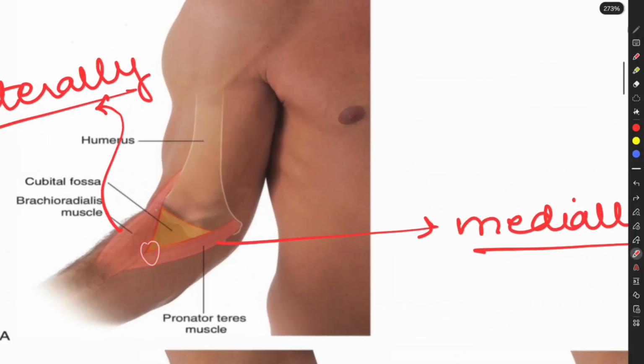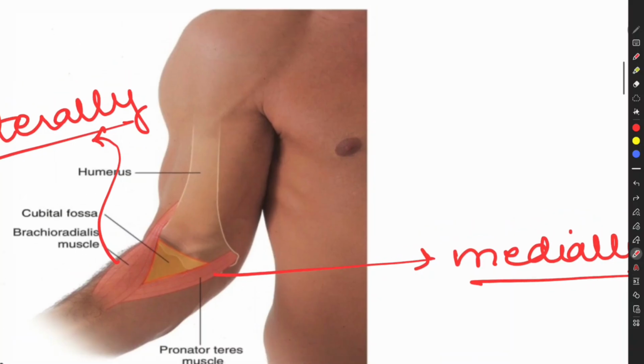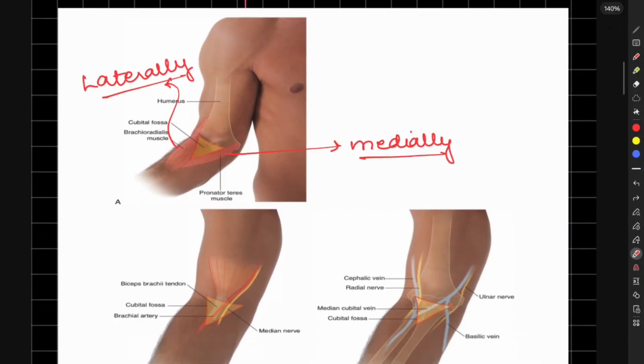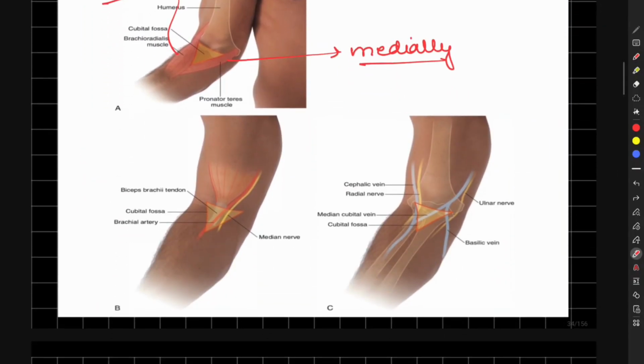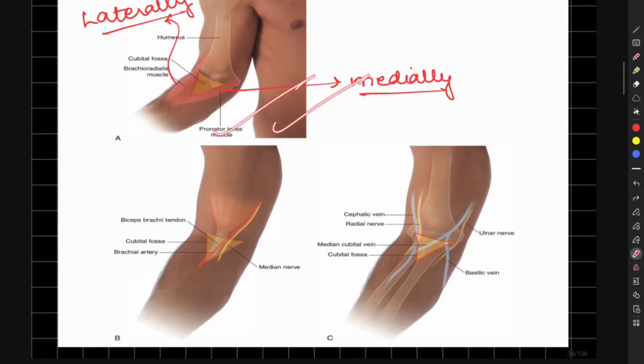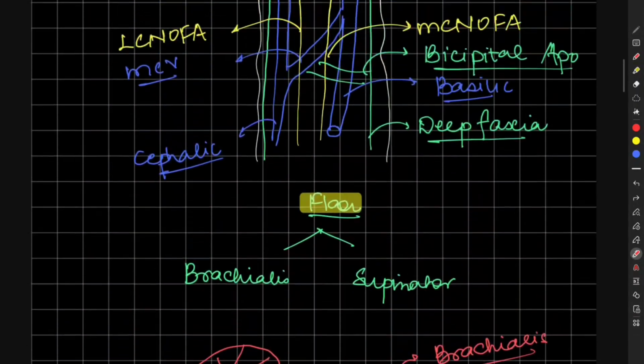Now, the apex is the meeting point of both the muscles, whereas the base: here is the humerus bone, and the humerus has two condyles. By now you must have already seen the humerus bone. So, a line joining both the condyles of the humerus bone forms the base of the cubital fossa. This is about the boundaries. This is about the contents of the cubital fossa.